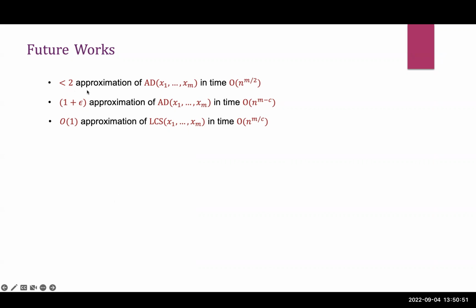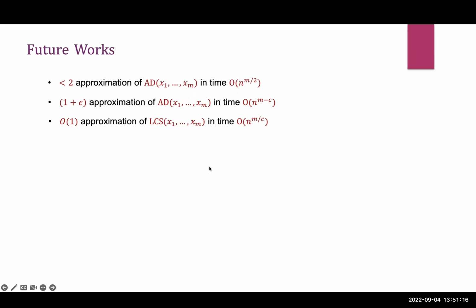So one nice question is, can we break this 2 barrier for the most general case? Another nice question is, can we really provide a very small approximation factor? Can we give an algorithm that gives us a 1 plus epsilon approximation of alignment distance in time significantly better than n to the power m, so in time n to the power m minus c for a constant c greater than 0?